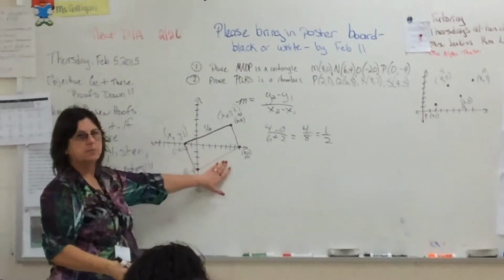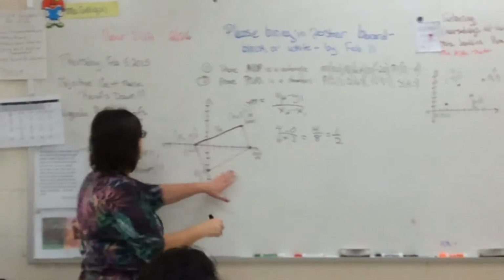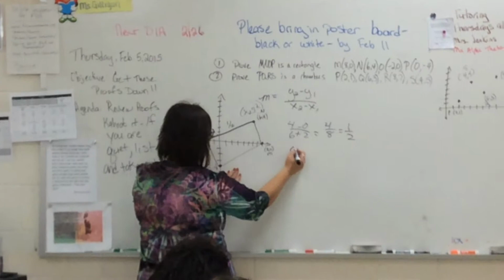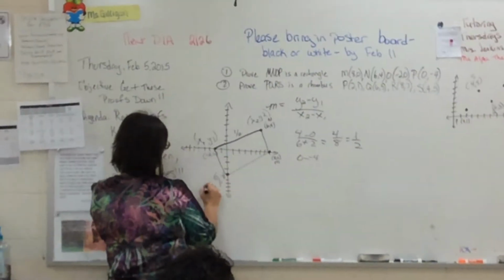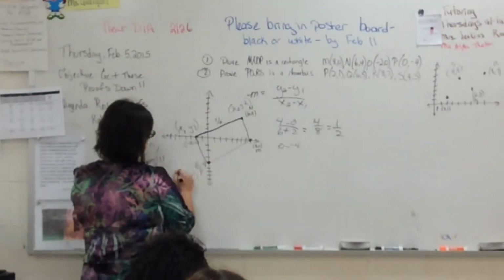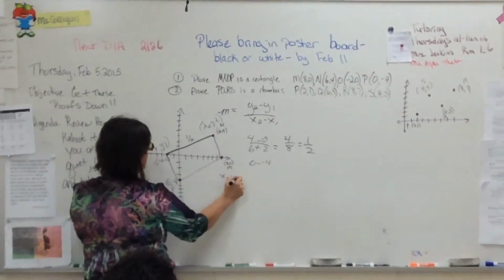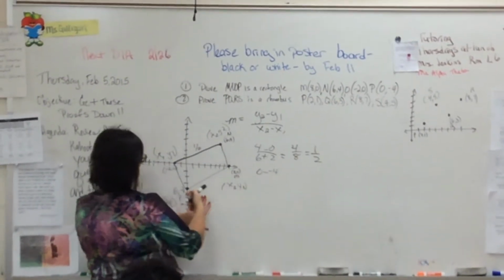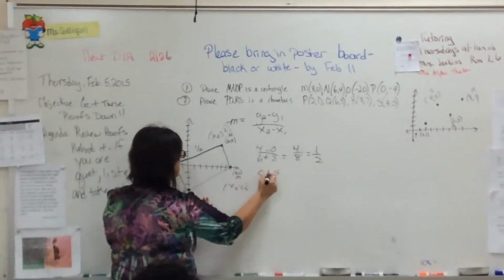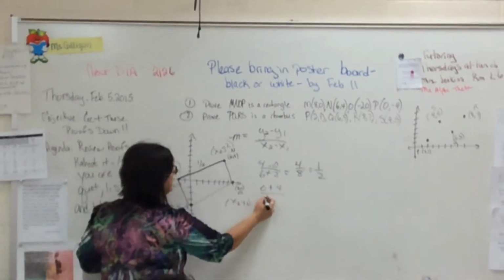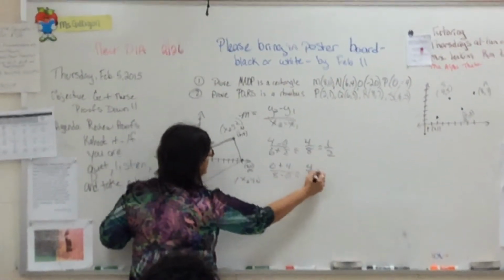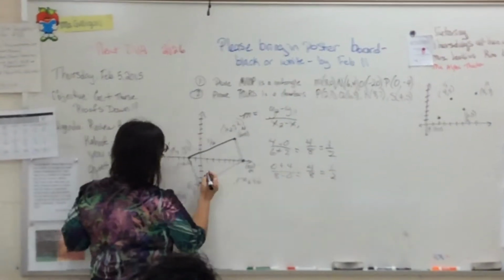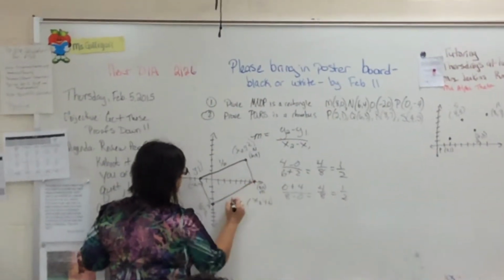So we might as well do this bottom line to see if they're parallel. So we've got 0 minus negative 4, because I'm going to make this one my x1, y1, and this is my x2, y2 this time. So 0 minus negative 4 would become 0 plus 4, and 8 minus 0. So it's 4 over 8, which is 1/2. So we know that these 2 lines are parallel.